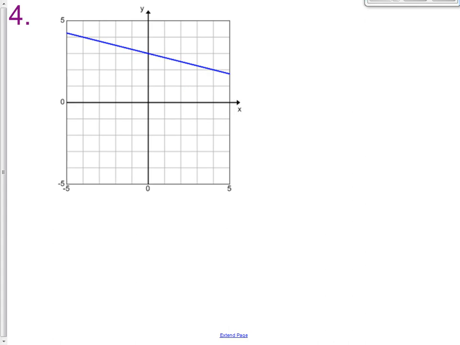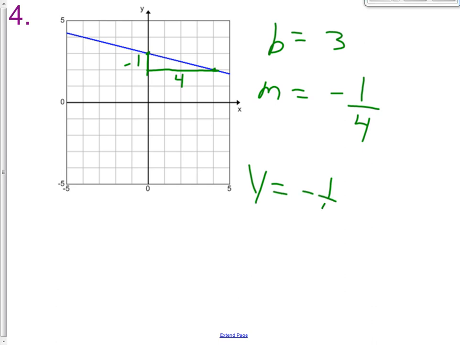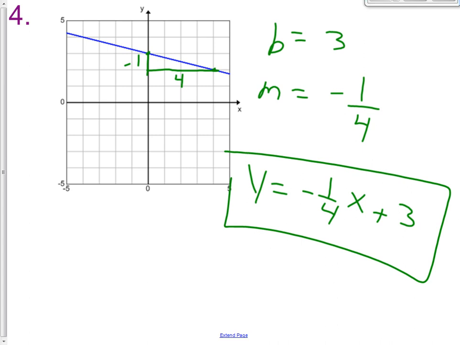After you have tried it, hopefully you get this. Our b is at 3, and our slope, from here to here, is down 1 over 1, 2, 3, 4. So down 1 over 4, my slope is a negative 1/4. So knowing those two things, we got it made. y equals mx plus b: y equals negative 1/4 x plus 3.